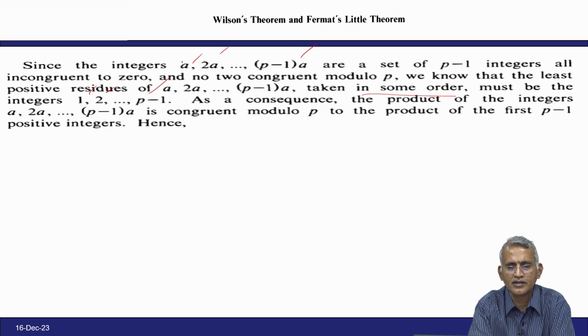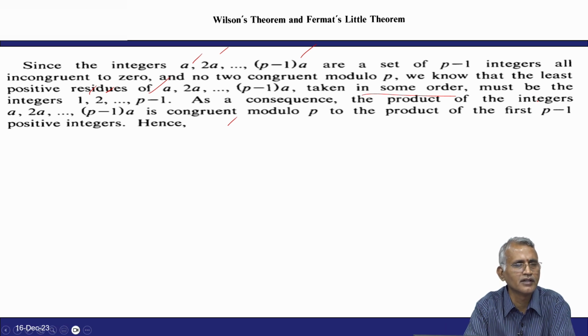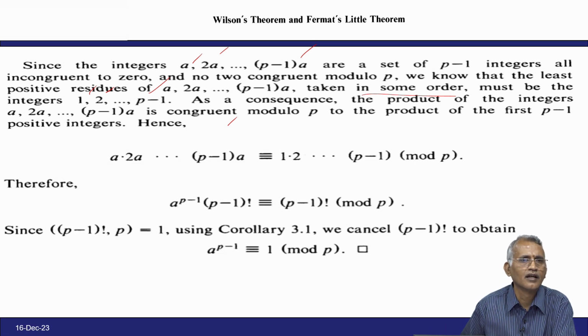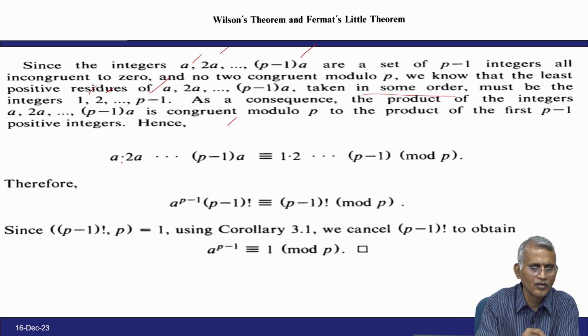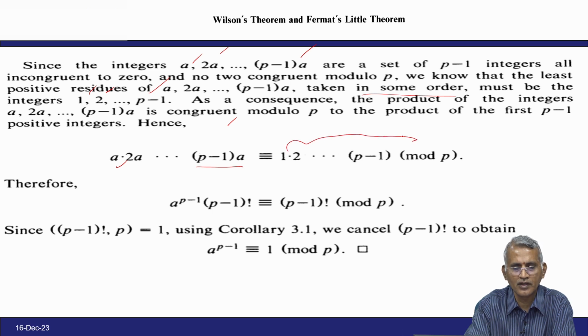As a consequence, the product of the integers a, 2a, and so on up to (p minus 1)a is congruent under modulo p to the product of the first p minus 1 positive integers. Hence, a times 2a and so on up to (p minus 1)a is congruent to 1 into 2 into 3 and so on up to p minus 1 under modulo p.